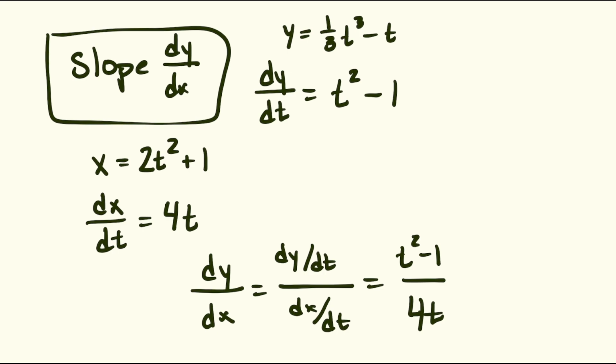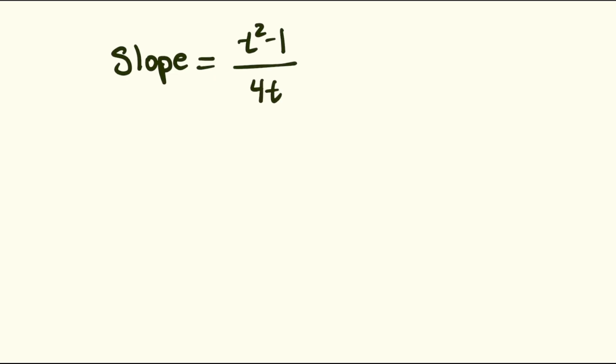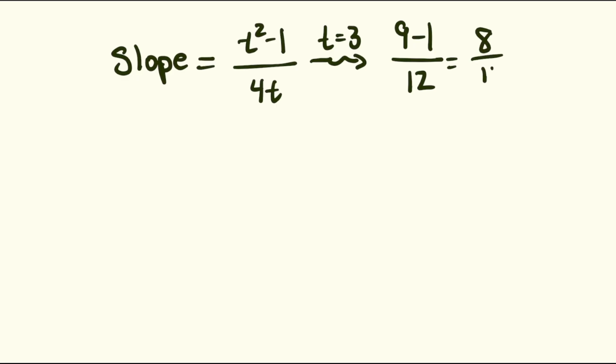Now, one last thing. I know there's still a lot of t's in here. Remember, we want to figure out what is going to happen at the point t is equal to 3. So we're going to punch in 3 into our equation. And when we do that, we are going to get our slope. We've got t squared minus 1 over 4t, and punching in t is equal to 3, we get 9 minus 1 over 3 times 4, which is 12. So that's 8 over 12.